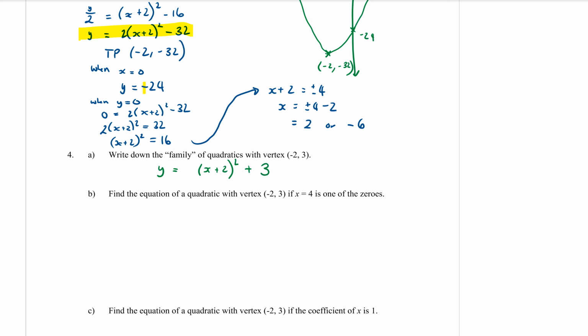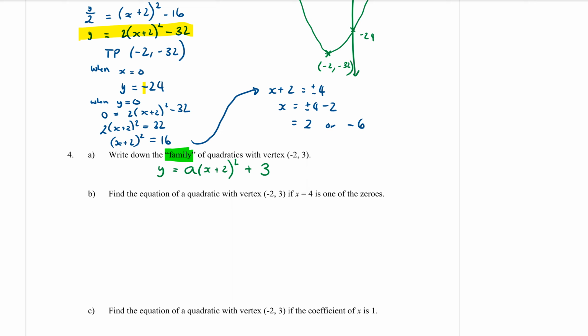Now, what does this word family mean? Why am I asked to find a family of quadratics? The reason this is going to be a family is because, even though the vertex is locked in, I could change the steepness of that parabola. So to demonstrate that, I put a letter, let's choose an a, in front of that to represent that we could change the steepness of that parabola. And that's why it's a family. They all have the same vertex, but we can change the steepness of them. So it's not one specific equation, it's many of them.